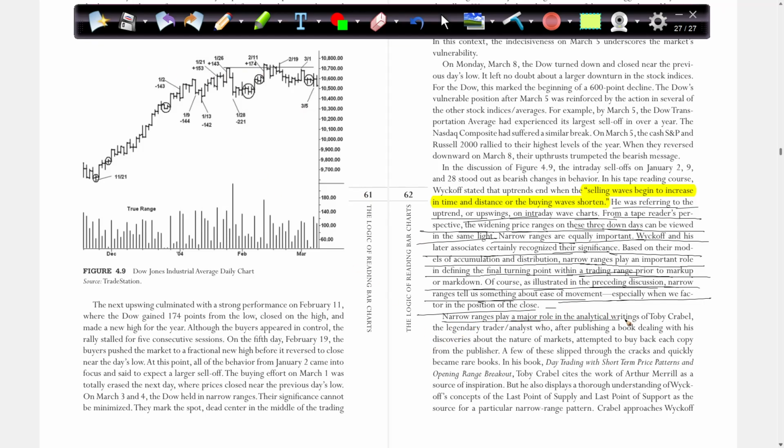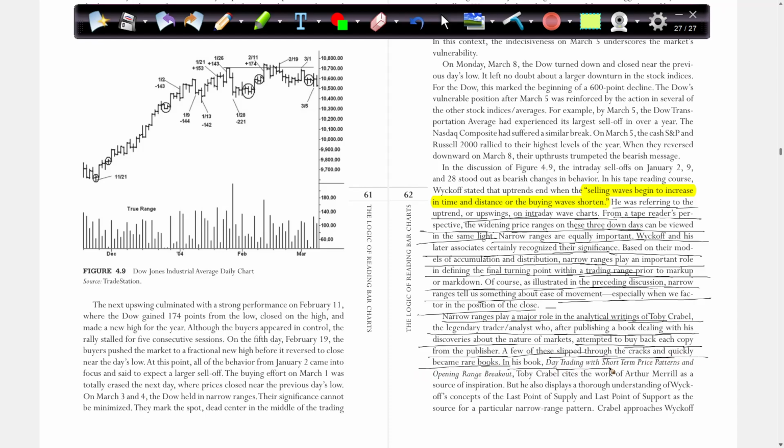Narrow ranges play a major role in the analytical writings of Toby Crabel, the legendary trader analyst who, after publishing a book dealing with his discoveries about the nature of the markets, attempted to buy back each copy from the publisher. A few of these slipped through the cracks and quickly became rare books.